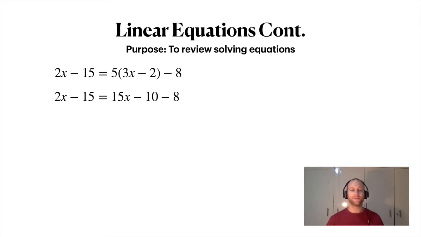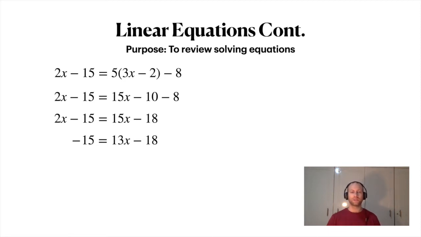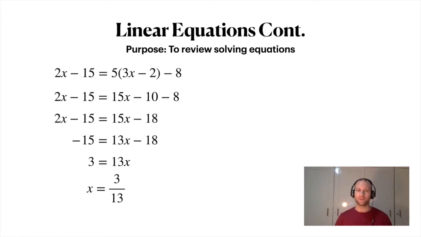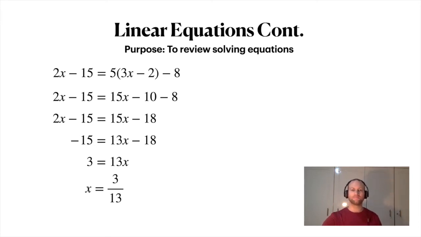Then I'm going to simplify the right-hand side. So I've got a minus 10 and a minus 8. Let's just combine those to minus 18. Then I'm going to bring the x's on the same side. So I subtract 2x on both sides, giving me 13x on the right. Then I'm going to add 18 to both sides, getting rid of that term by the 13x. And then to get an x by itself, divide by 13. So a few more steps, but the process is still very similar. You're just doing it step by step, getting it all done.